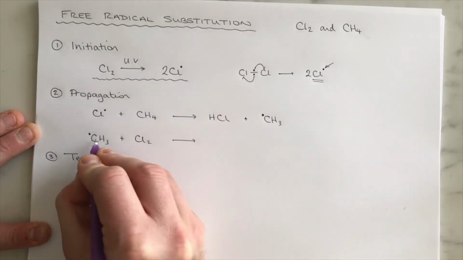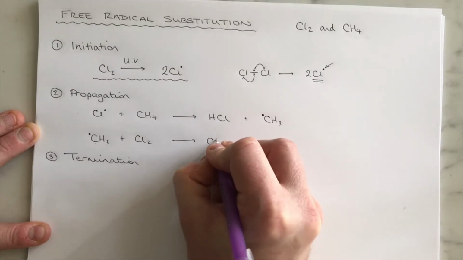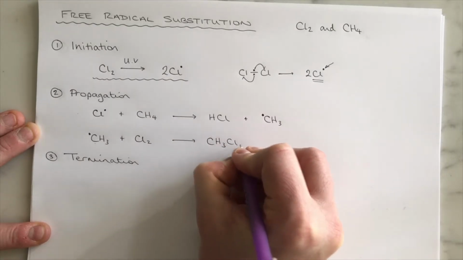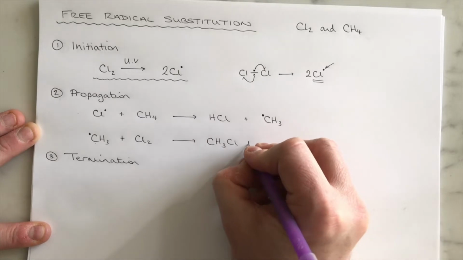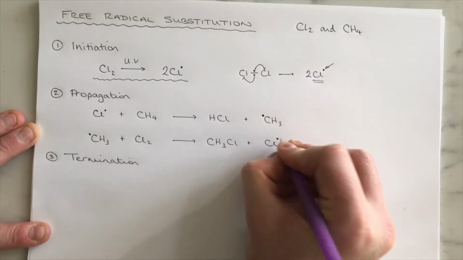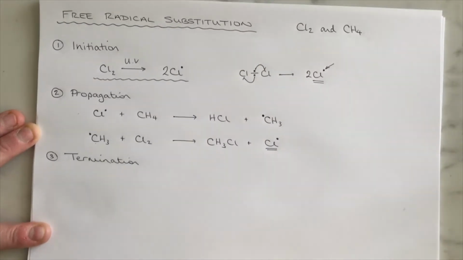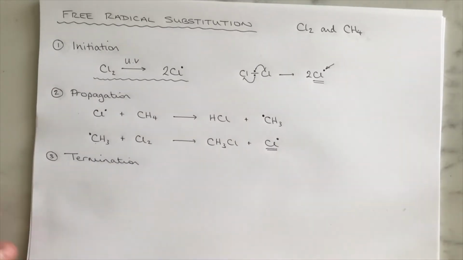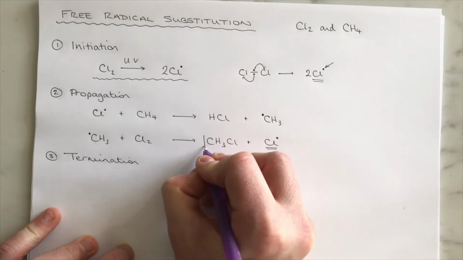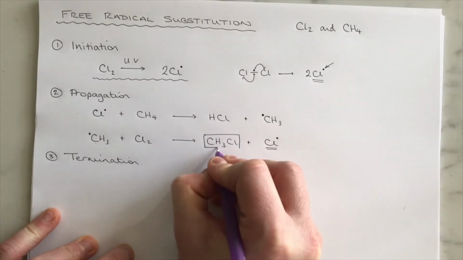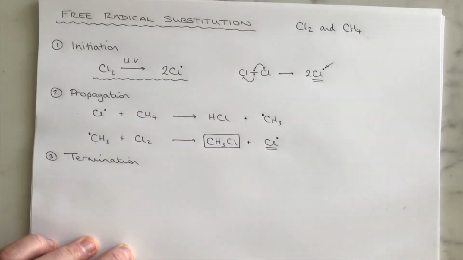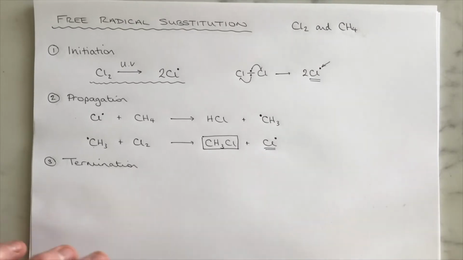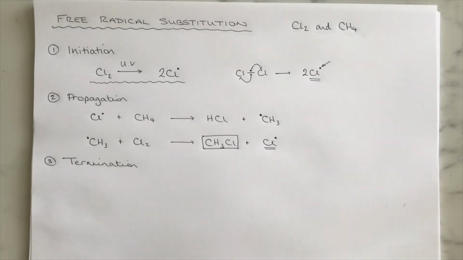So one of them is going to stick onto the methyl, so we end up with CH3Cl, and the other one is a chlorine radical. One of those chlorines is left as a chlorine radical at the end of that process. So during our propagation step, we've actually made the haloalkane product that we were looking for. The whole point of doing a free radical substitution mechanism is to produce a haloalkane, so we've done that.